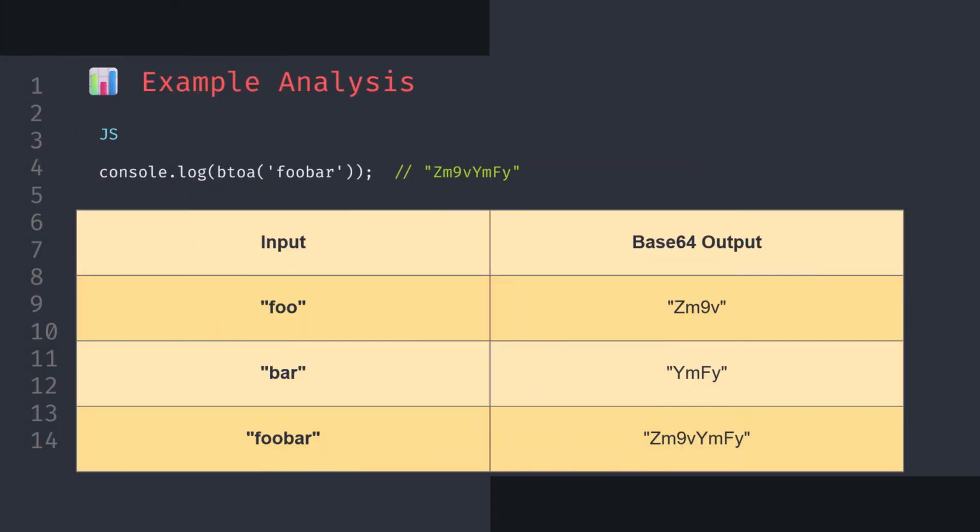Here are some real examples. Each character is treated as a byte and translated into a base64 block. These outputs are predictable and match encoding libraries in other languages. You can decode them back just as easily too.